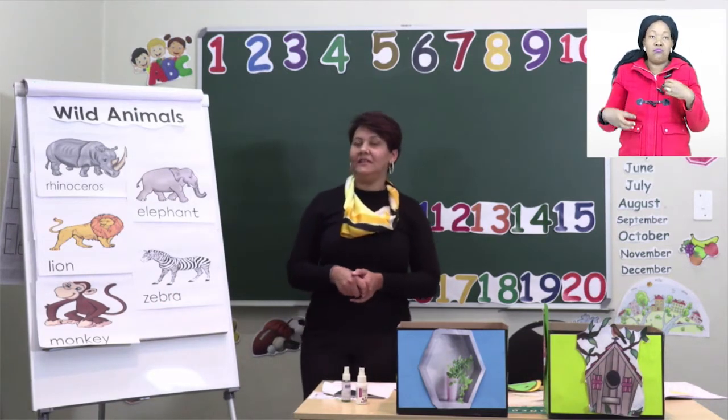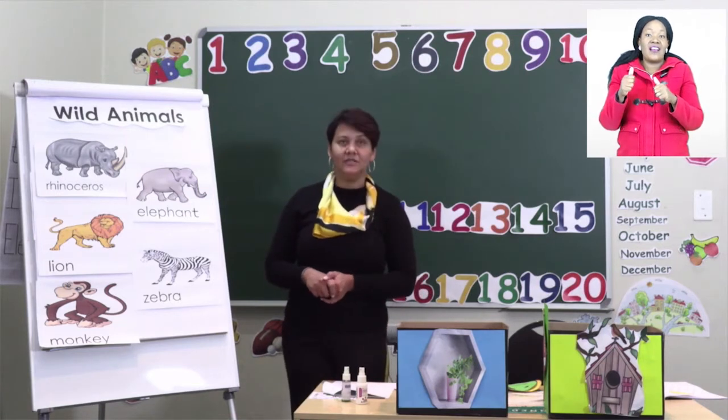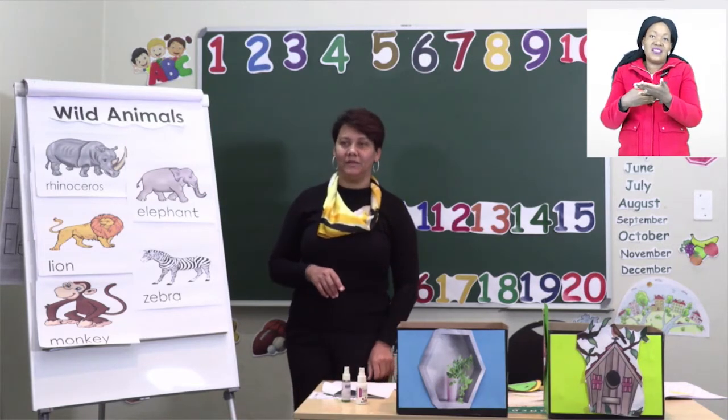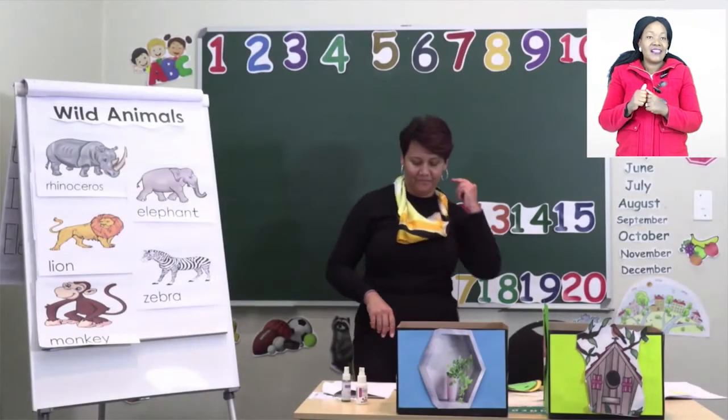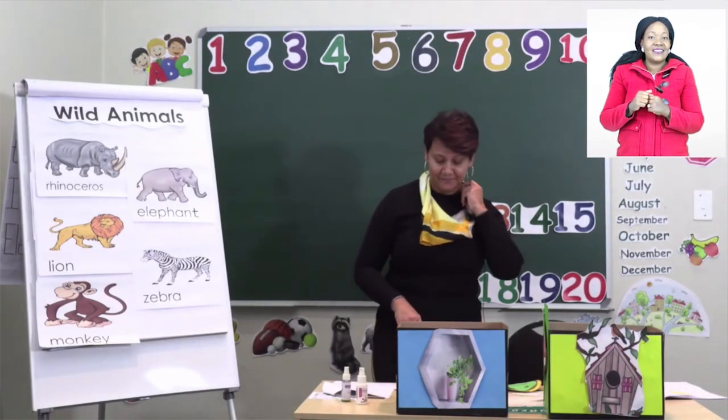Now, I have another animal for you. Let's turn to page 4 in our workbook. Let's see what that is. What's that? That's a giraffe. That's a giraffe. Okay, so now let's explore this lesson a little bit. Let's do some counting.